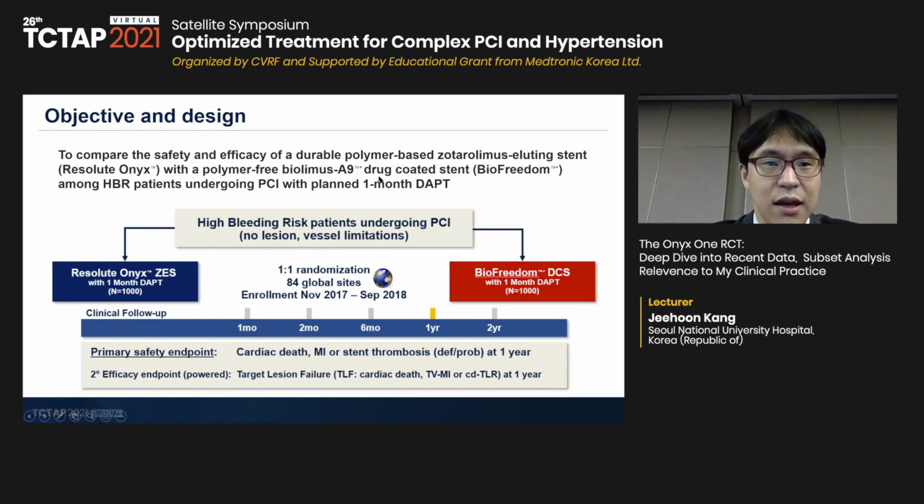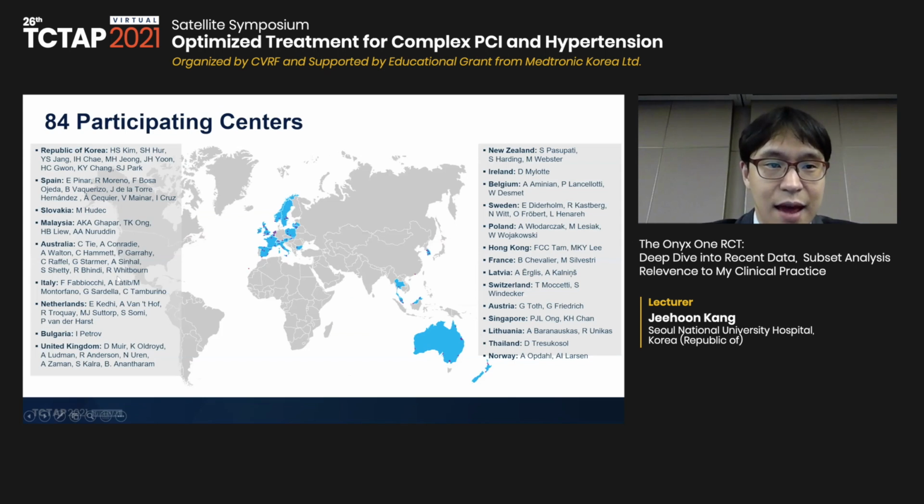So this was the slight overview and design of the Onyx 1 study. As you can see, the high bleeding risk patients were enrolled and randomized to an Onyx arm and the BioFreedom arm. And 2,000 patients were enrolled in a very short period, which means that this patient population was a very homogeneous population with no difference in the treatment strategy using PCI. We can see that including Korea, various countries and various patients were included in the study.